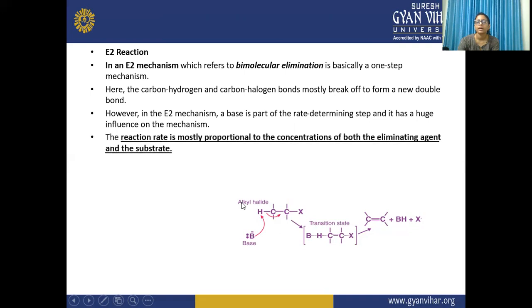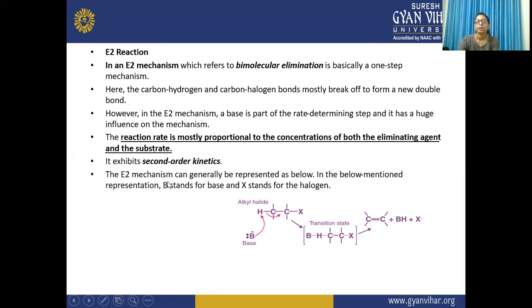In the E2 mechanism, the base is involved in the rate determining step, and it has a huge influence on the mechanism. The reaction rate is proportional to the concentration of both the eliminating reagent and the substrate. It follows second order kinetics, and the E2 mechanism can generally be represented as in the below representation. B stands for base and X stands for the halogen. The rate of the E2 reaction is: rate equals k [RX][base].